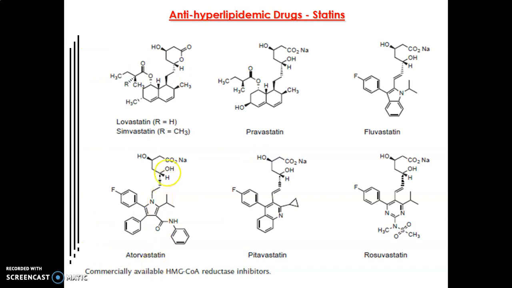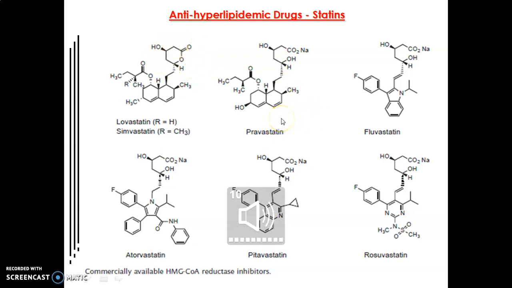So first of all, we will see the structures of all the HMG-CoA reductase inhibitors. All these drugs are available commercially. In the first structure, lovastatin and simvastatin, here we are seeing the R group. If H is present here, then it is called lovastatin, and if CH3 is present here, then it is called simvastatin. And if you see this ring here, this is the lactone ring.